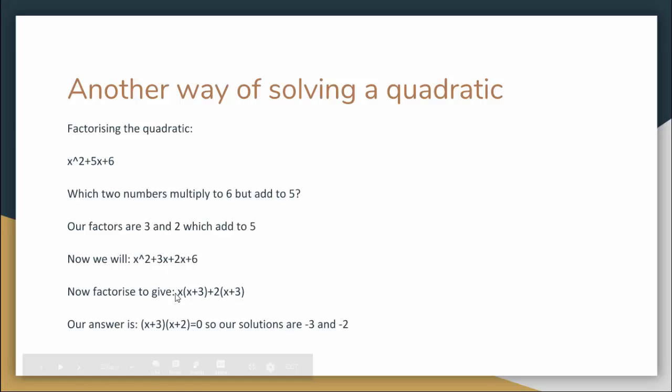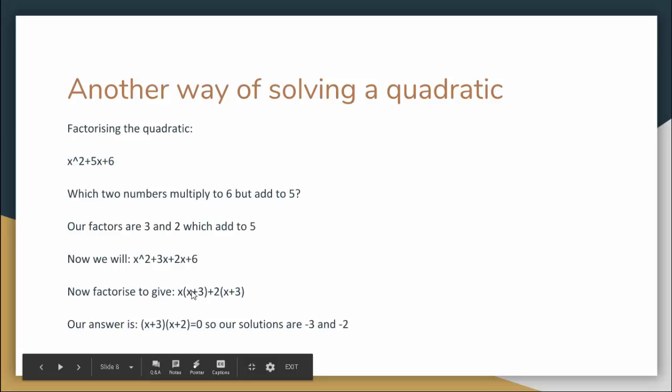Then you should have 2 brackets which are exactly the same. So we have x plus 3 and x plus 2 equals 0. Since all of this equals 0, our solutions will be minus 3 and minus 2.